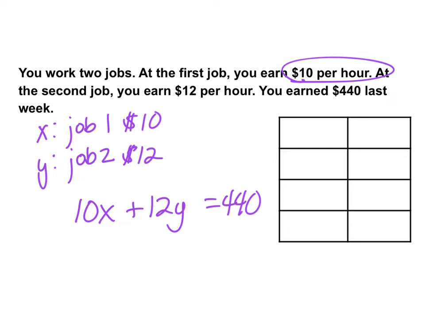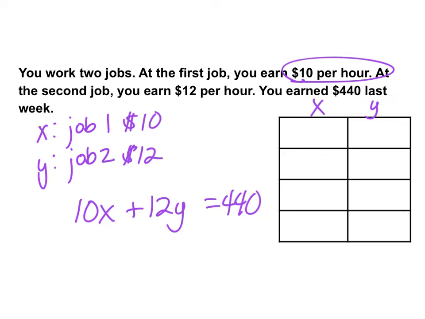Keep in mind, x and y can have different values. So let's look at this. Let's say you don't work at all at your first job. So you only work at your second job. How many hours would you have to work in order to do that? So let's say x is here, y is here. So you're not working at your first job at all. So then you would do 440 divided by 12. I don't know if this one's going to work that way. No, it's not. So you can't only work at that job and make $440.